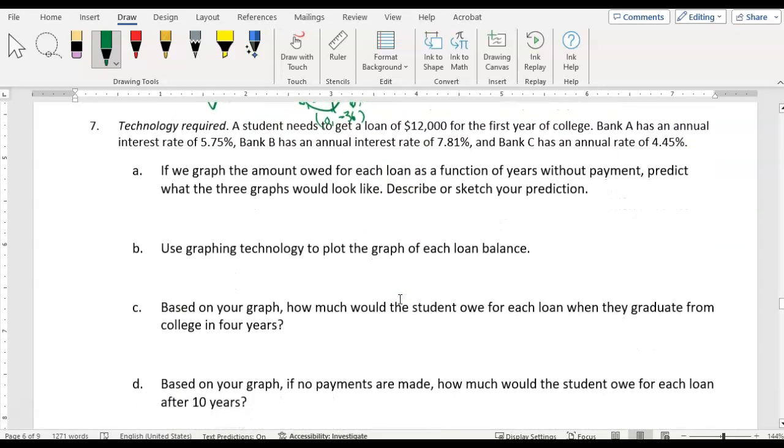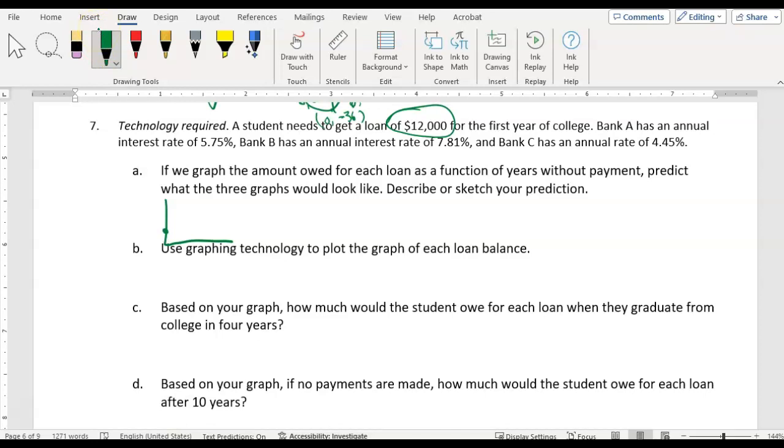All right, number 7. A student needs a loan to get $12,000 for the first year of college. So all the students are starting with $12,000. There's Bank A, Bank B, and Bank C, and they all have different interest rates. It says if we graph the amount owed for each loan as a function of years without payment, predict what the 3 graphs would look like. So let's do that. If we're starting at $12,000, we're going to start somewhere on the y-axis. They're all starting at that amount.